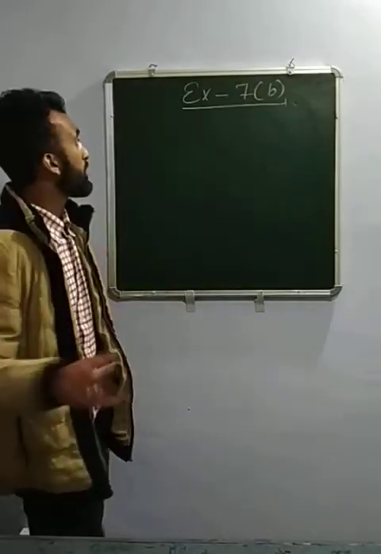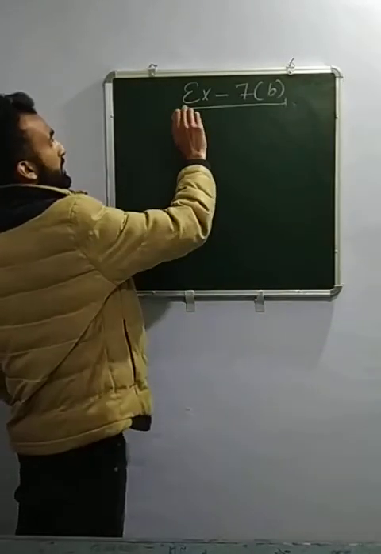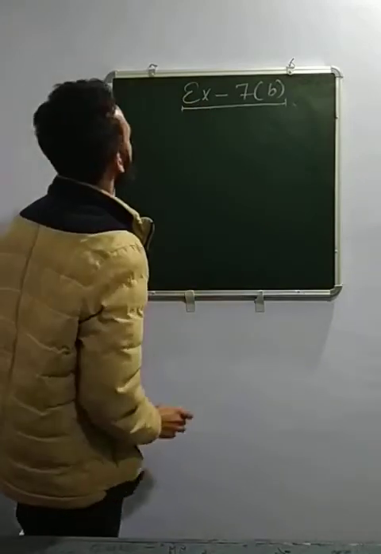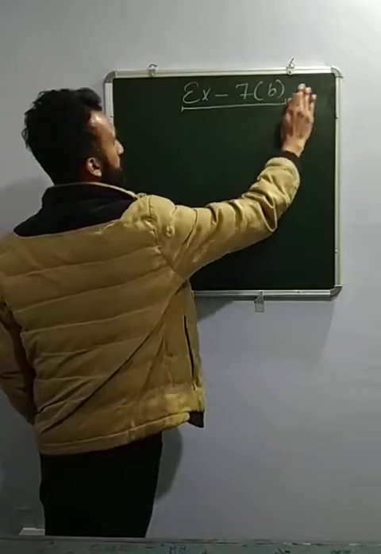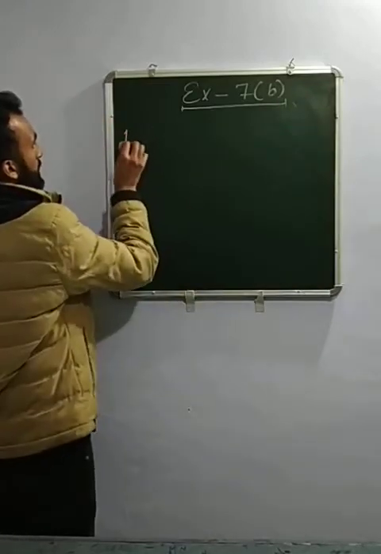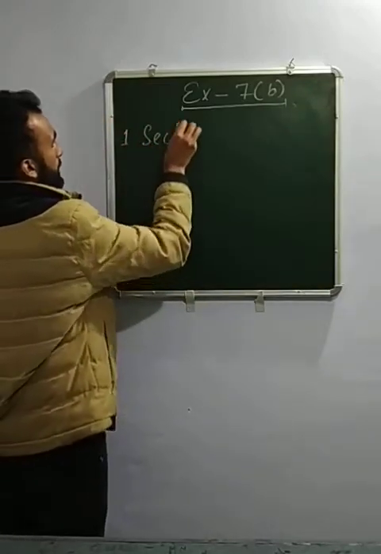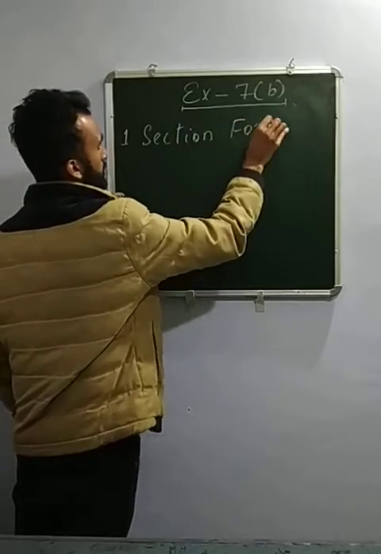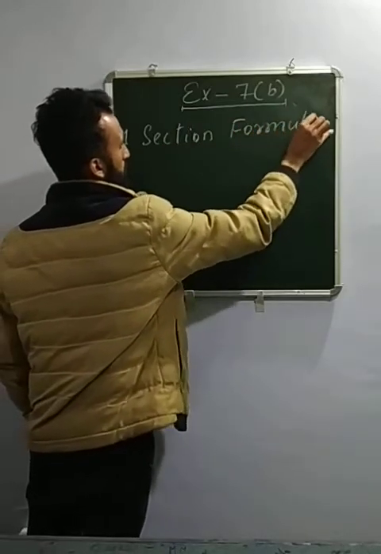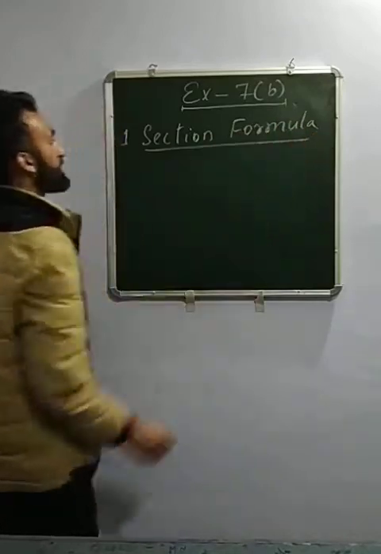The first thing that you have to know for doing this exercise, I'm going to write it down. What are the things that you have to know beforehand? Number 1 is the section formula. What is this section formula?